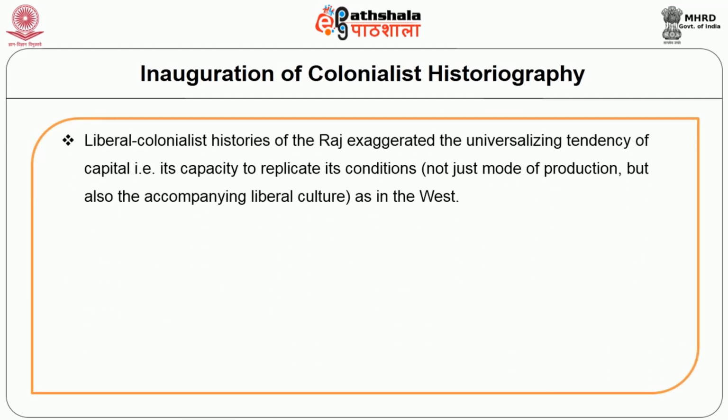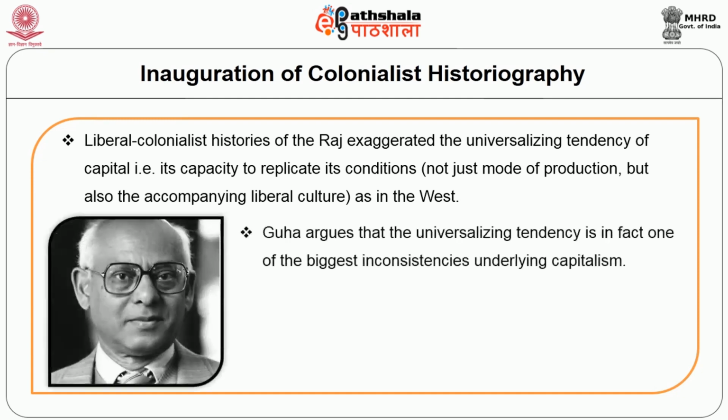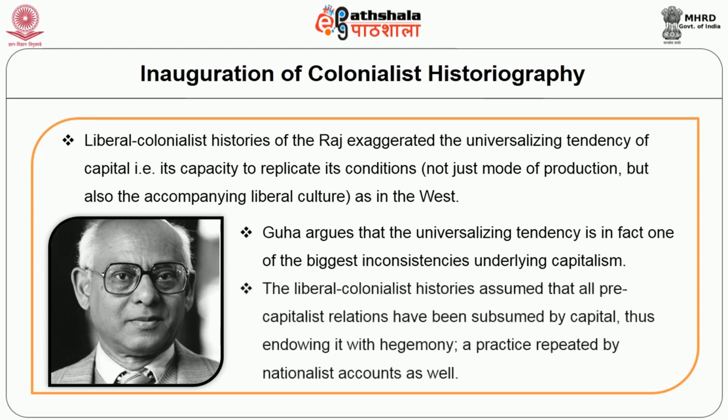Moreover, liberal colonialist histories of the Raj exaggerated the universalizing tendency of capital, that is, its capacity to replicate its conditions, not just the mode of production but also the accompanying liberal culture as in the West. But Guha argues that the universalizing tendency is in fact one of the biggest inconsistencies underlying capitalism. The liberal colonialist histories assumed that all pre-capitalist relations have to be subsumed by capital, thus endowing it with hegemony, a practice repeated by nationalist accounts as well.